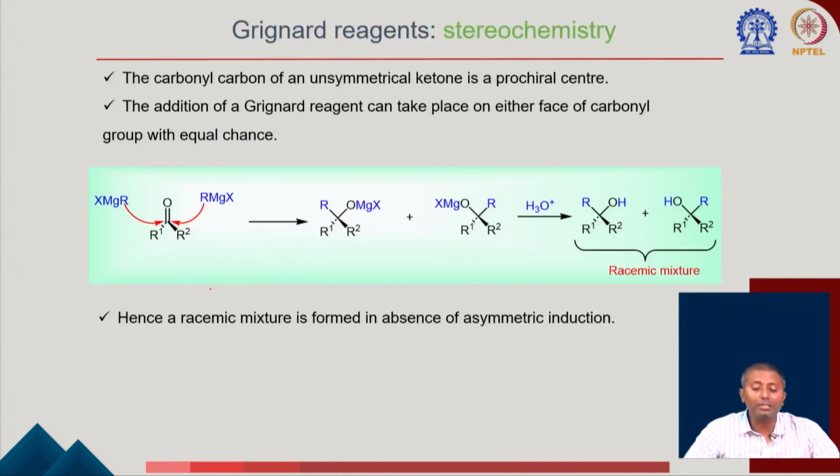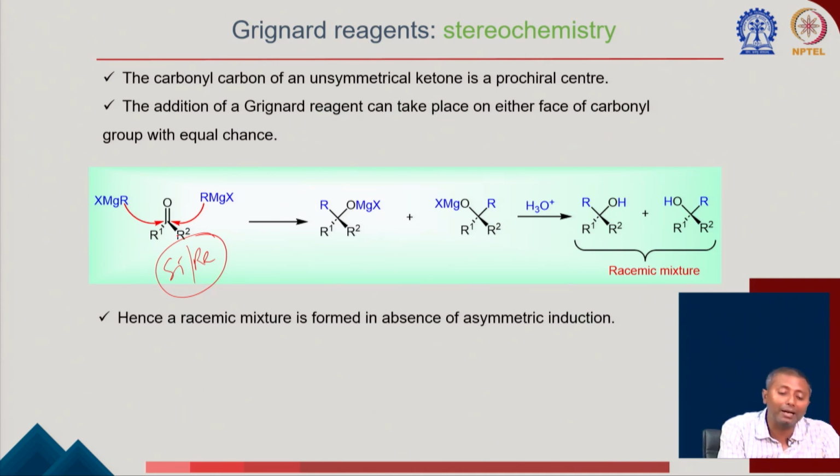The other important question is, if you think about the addition of a Grignard to a carbonyl group, it can add to the Si face or the Re face. As you remember, the carbonyl group has a Si and a Re face, so it can attack either of the faces. So if you take a Grignard reagent, and R1 and R2 are different groups, you end up forming a racemic mixture.